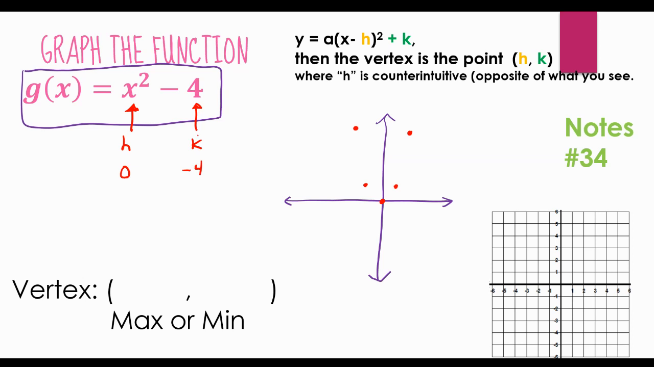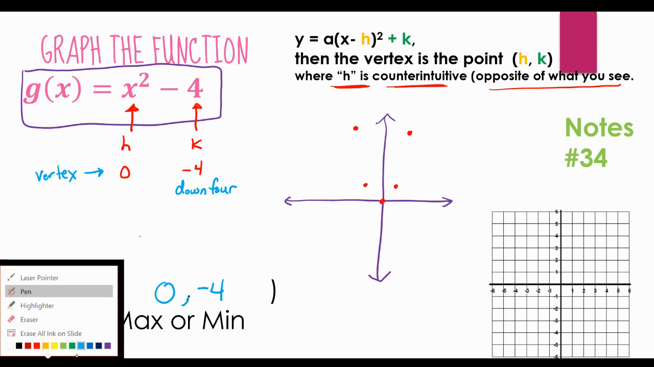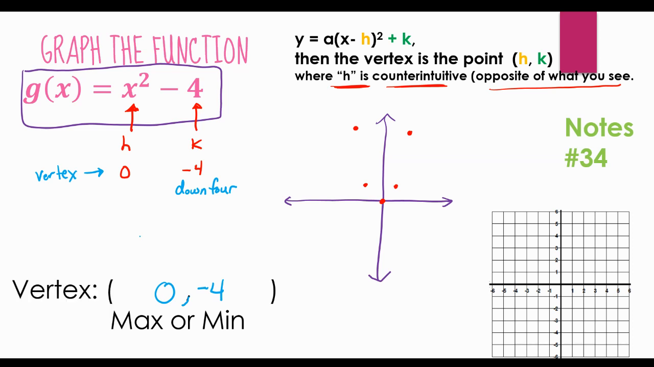The k number never changes. It's not counterintuitive, okay? Only h is counterintuitive, opposite of what you see. So the k number is just what you see, and in the back is negative 4. So that means we're going to go down 4. These two numbers make our vertex. So our vertex is at 0, negative 4. And so we're going to just take the parent function dots, and we're going to move each dot down 4.